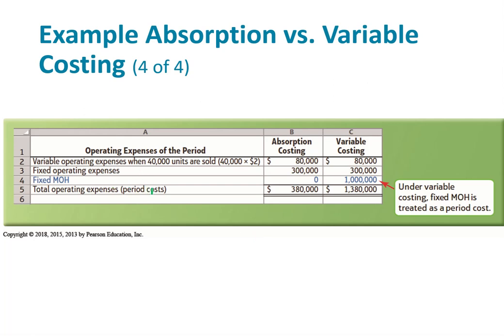If you look at the operating expenses under the period cost, absorption costing keeps with our traditional way of doing it, where these are all period costs, but variable costing is going to include that $1 million of fixed manufacturing overhead in its period costs.